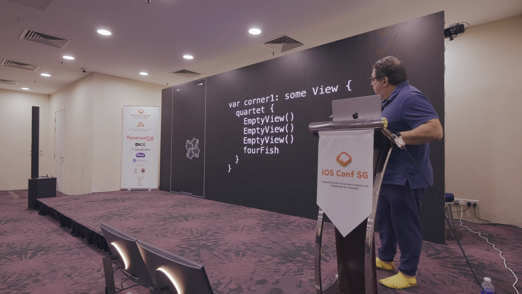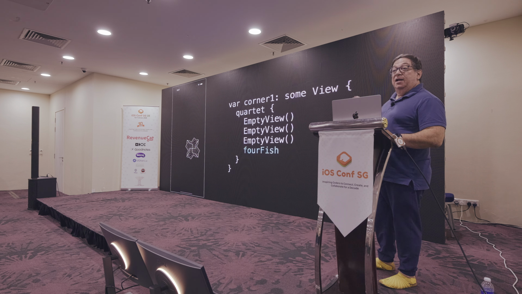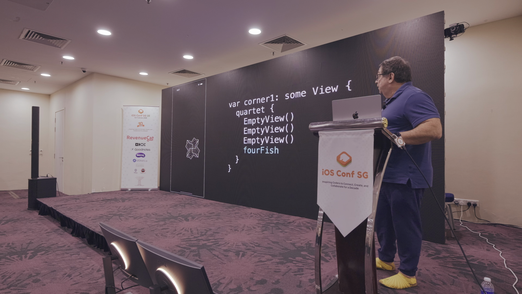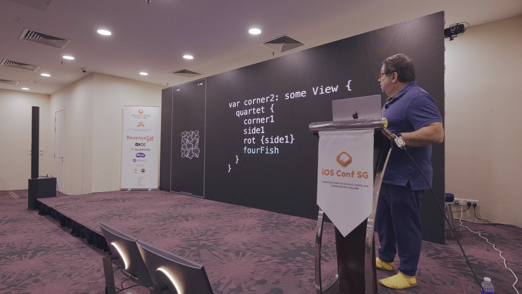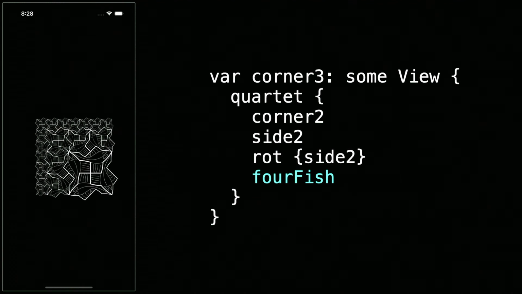Here's corner. Corner has 3 empty views and 4 fish. I will always have 4 fish in the bottom right, and I'm going to start filling it out as I go up and over. And so side 1 and the rotation of side 1, and then corner 1 fills out there. And now I iterate again, keeping 4 fish in the bottom right. And I get this, and now it's time to put them all together.